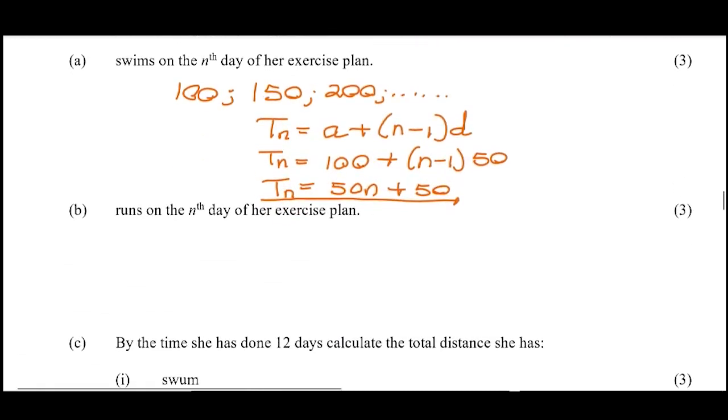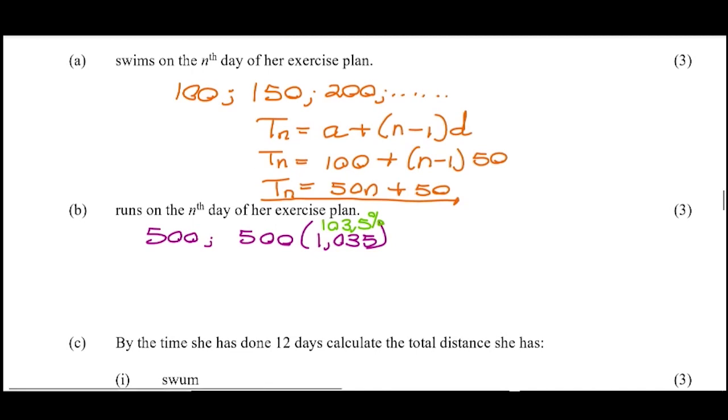Well, let's write down the sequence of her running. On the first day, she runs 500 meters. Then she grows that by 3.5%. Now, to increase the number by 3.5%, we're actually going to multiply it by 1.035. 1.035, folks, is actually 103.5%. Right, so we're finding 103.5% of 500.